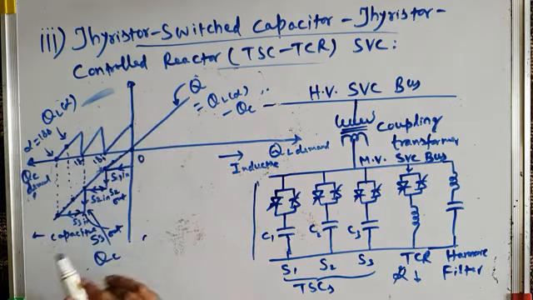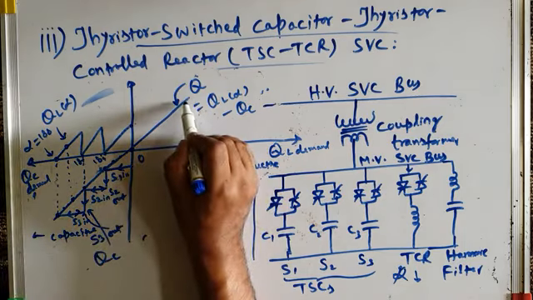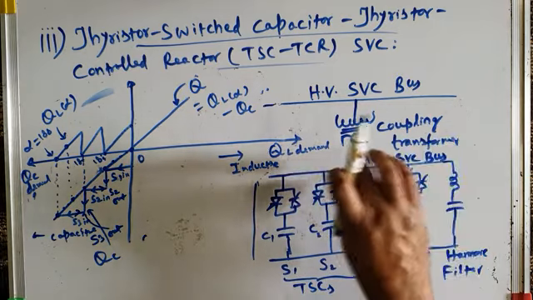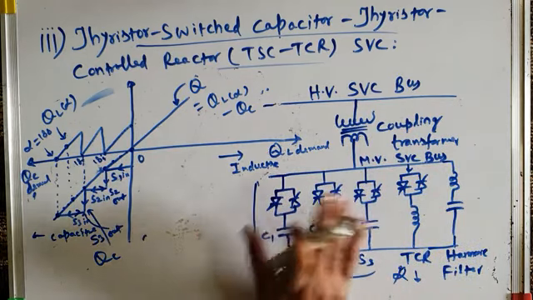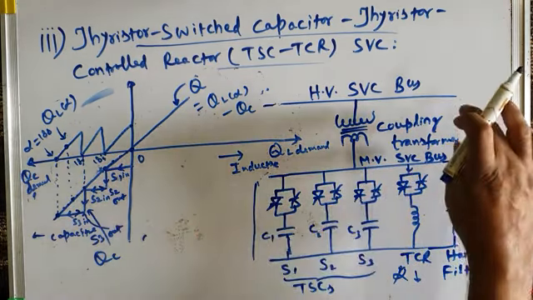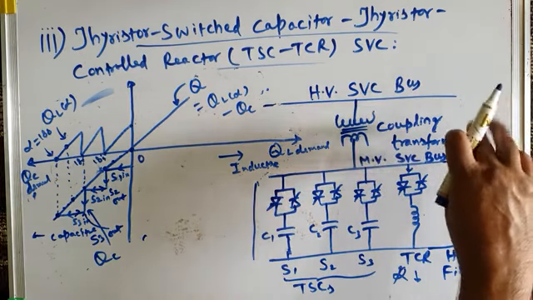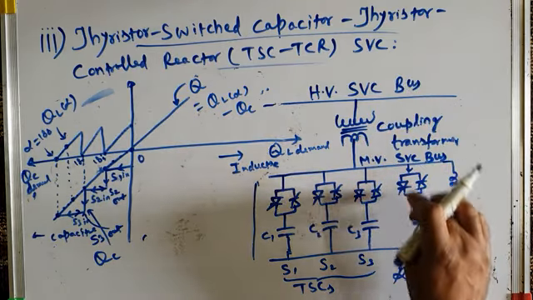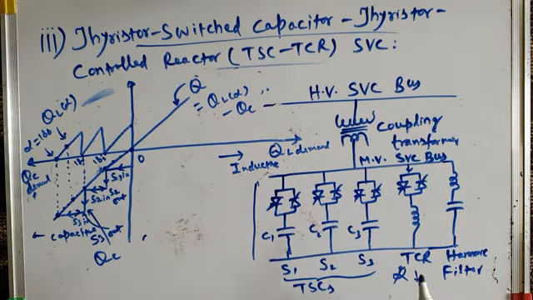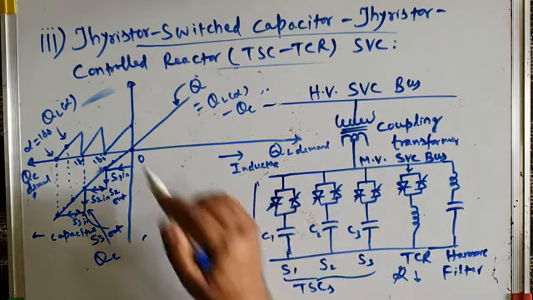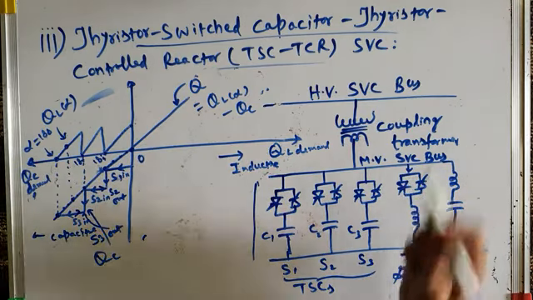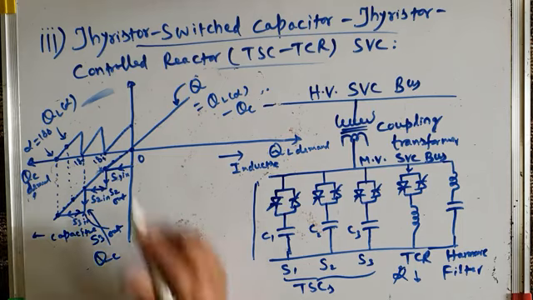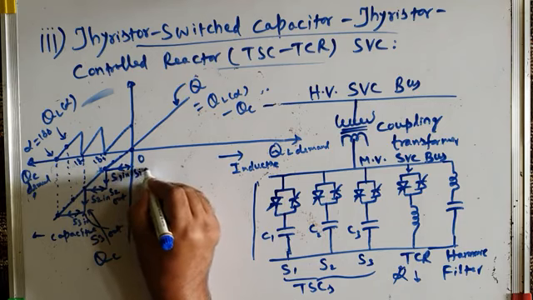And now if you want to operate your SVC in the inductive region, then this is how you operate it in the inductive region. Maybe somewhere here alpha is 90 degrees. When you need to operate it in the inductive region, all the TSC branches have to be turned off. During light load hours, there may be a capacitive, leading reactive power flowing on the line, and at that time only the TCR branch has to be turned on, and its alpha control is to be done, and it operates in the inductive region and absorbs the surplus or excess reactive power. So here S1 is also off.